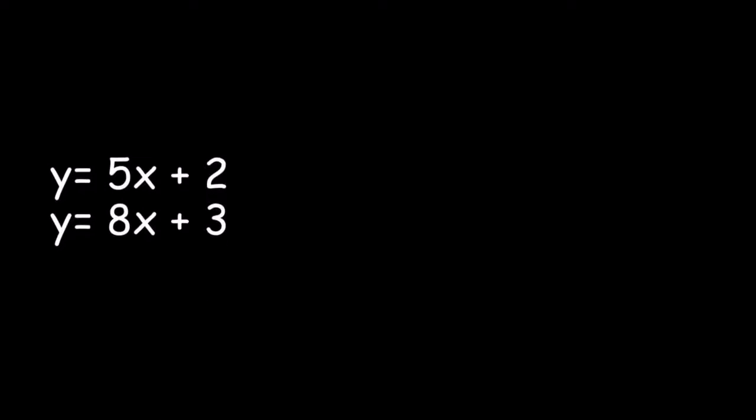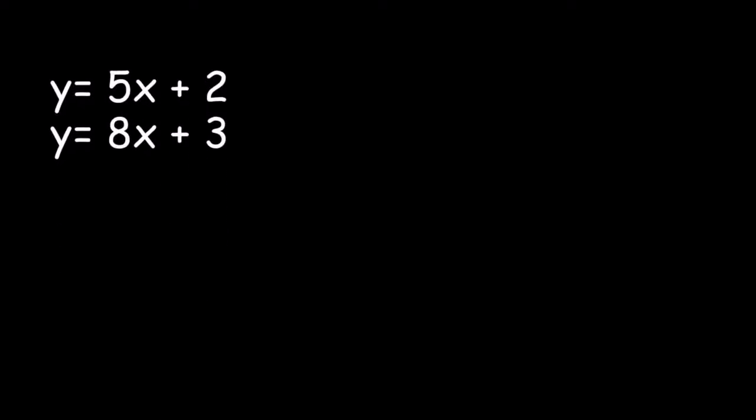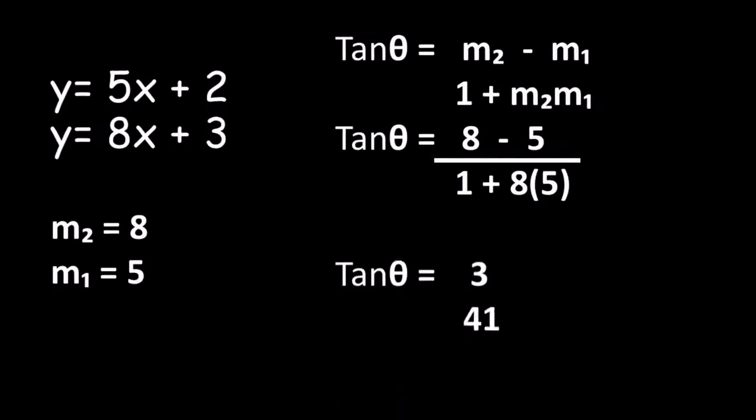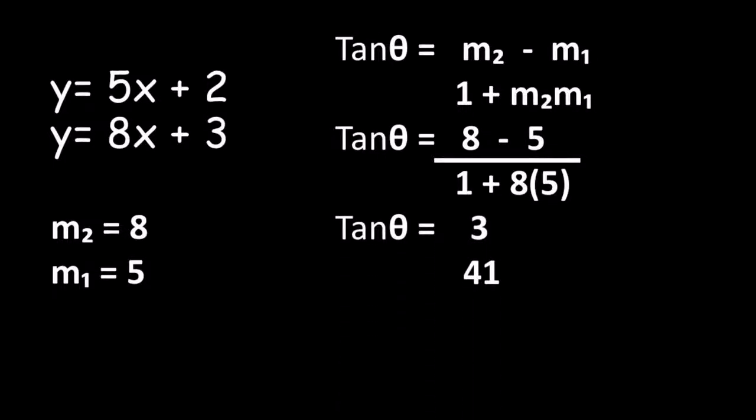For example, y equals 5x plus 2 and y equals 8x plus 3. M sub 2 is 8 and M sub 1 is 5. The M sub 2's are always the higher digits. From the equation that we've derived earlier, let's substitute our M sub 2 and M sub 1. It would become tangent theta equals 8 minus 5 over 1 plus 8 times 5, which equals tangent theta equals 3 over 41.